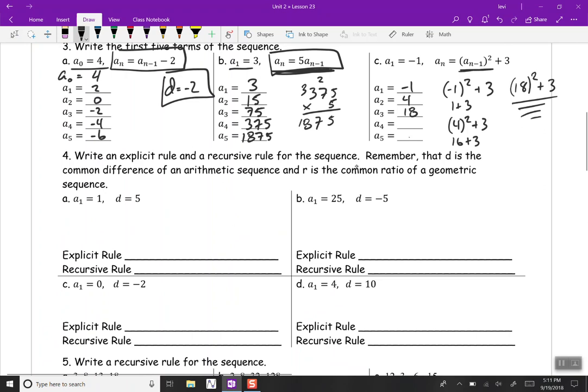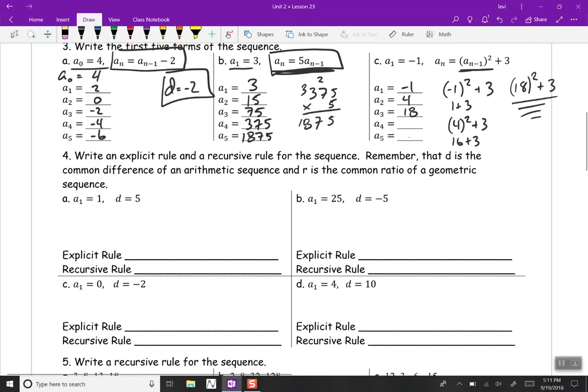Read an explicit rule and recursive rule for the sequence. Remember that d is the common difference of an arithmetic sequence and r is the common ratio for a geometric sequence. So, good. We don't learn geometric yet, so we'll hold off for that.